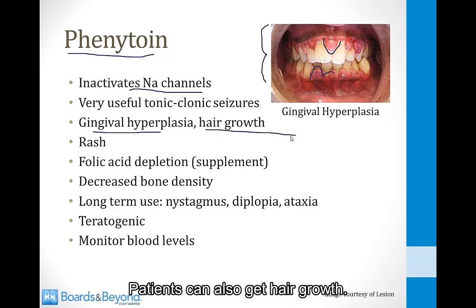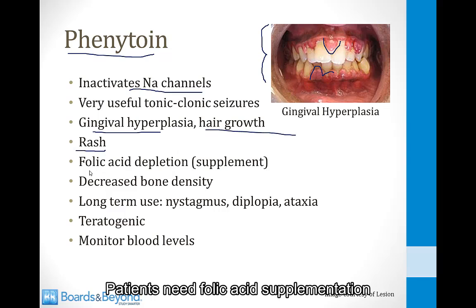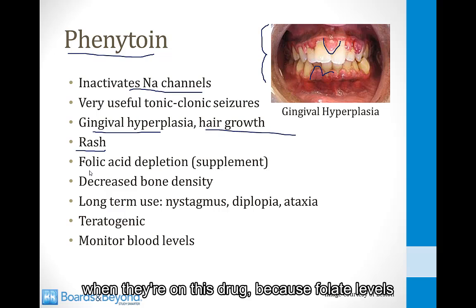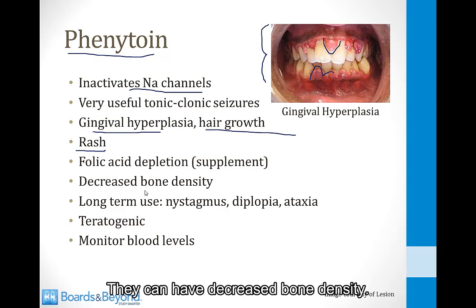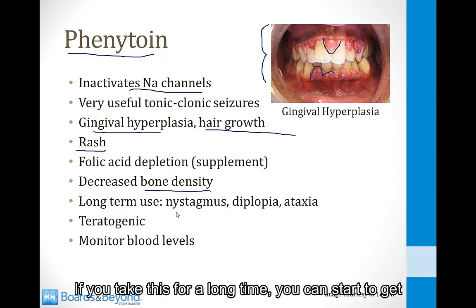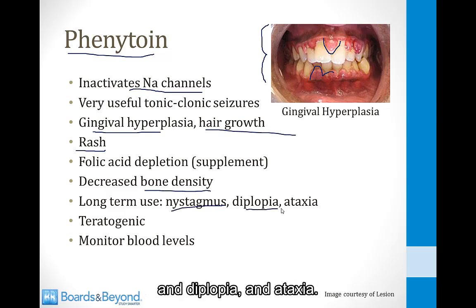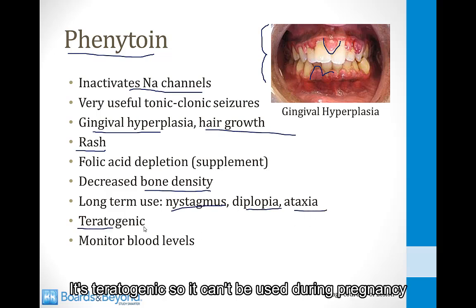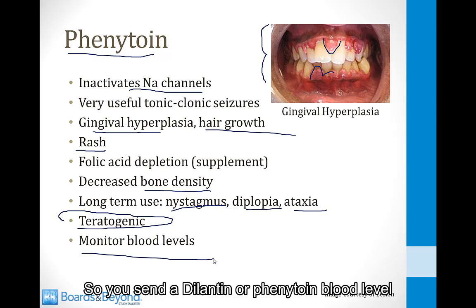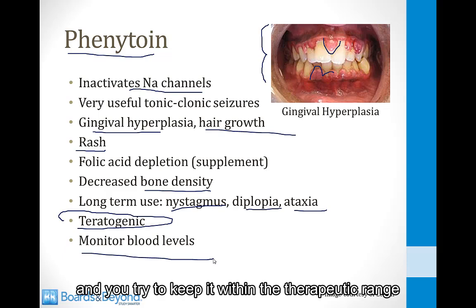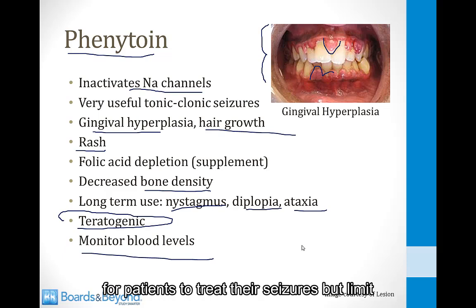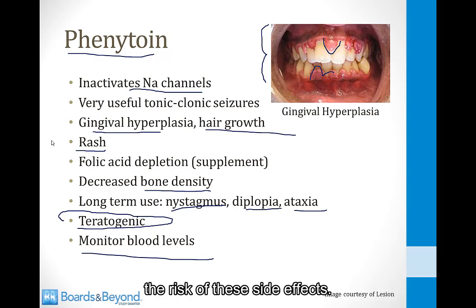Patients can also get hair growth. They can get rashes on Dilantin. Patients need folic acid supplementation when they're on this drug because folate levels get depleted. They can have decreased bone density. If you take this for a long time, you can start to get signs of vestibular dysfunction like nystagmus and diplopia and ataxia. It's teratogenic, so it can't be used during pregnancy, and you can monitor the blood levels, so you send a Dilantin or phenytoin blood level, and you try to keep it within the therapeutic range for patients to treat their seizures but limit the risk of these side effects.